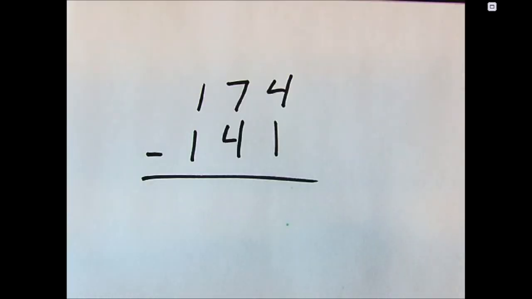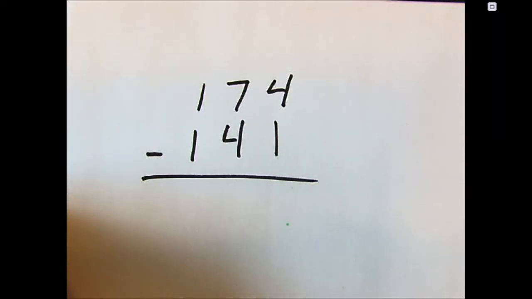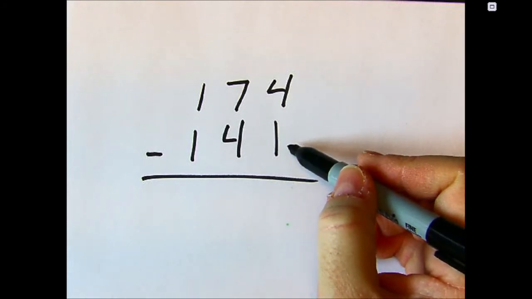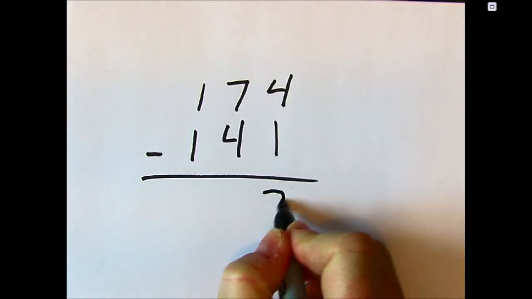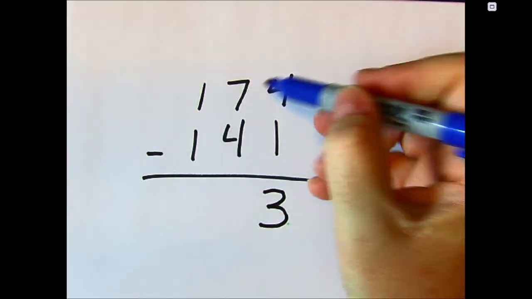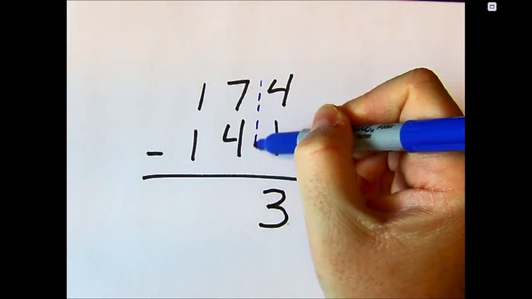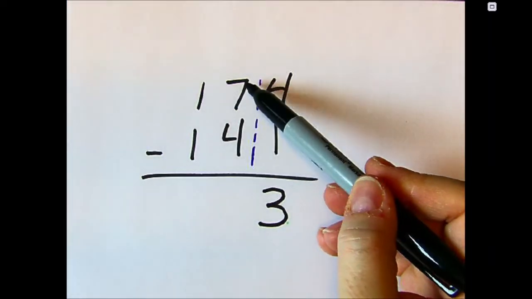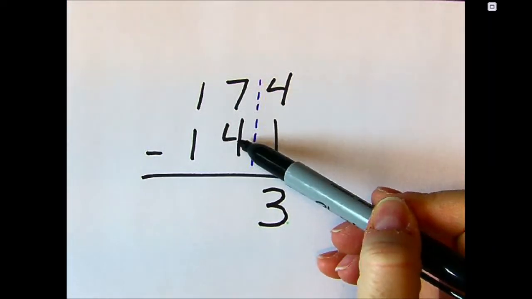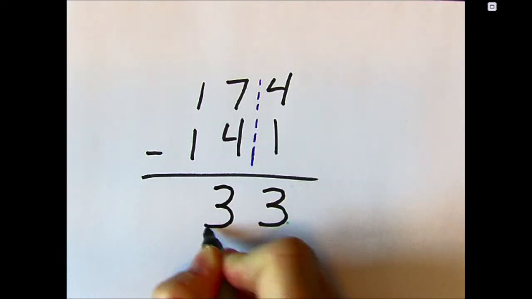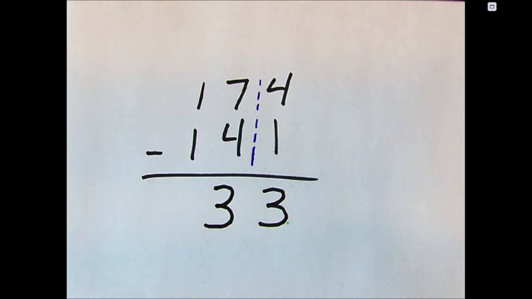In this example, I'm going to use the different form of 174 and 141 to subtract. So 4 ones subtracting 1 leaves me with 3 ones. Now I'm going to look at this as a group. So instead of talking about 7 tens and 100, I'm going to look at it as 17 tens subtracting 14 tens, which leaves me 3 tens, for a difference of 33.